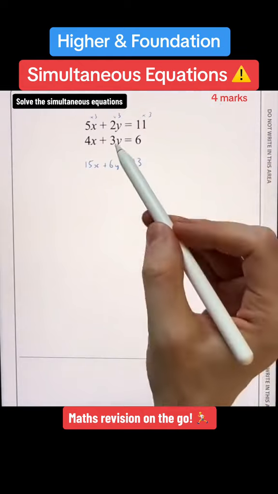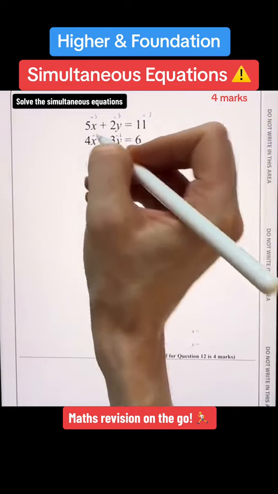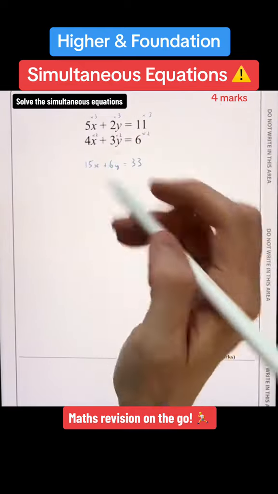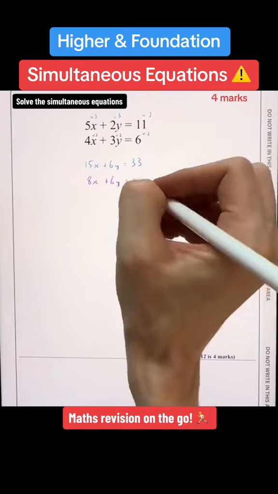Now look at equation 2. What do I times 3 to have the 6 in front of the y? I need to times it by 2. Hence, again, I must times that whole equation, this time equation 2, right the way through by 2. 4x times 2 will give us 8x. 3y times 2 will give us 6y. On the right side, 6 times 2 gives us 12.